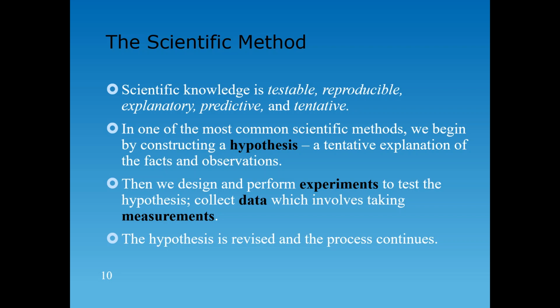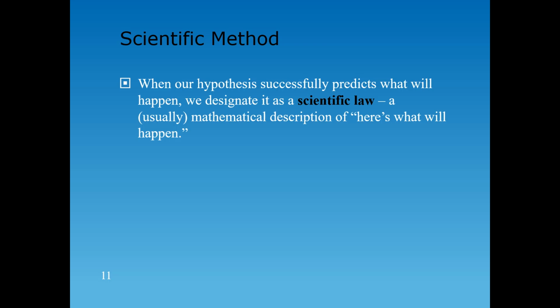So after you have successive testing and refinement of the hypothesis, when you end up with a situation where the hypothesis is able to successfully predict what will happen, then we designate it as a scientific law. Usually, not in all cases, but usually the law can be expressed as a mathematical equation.